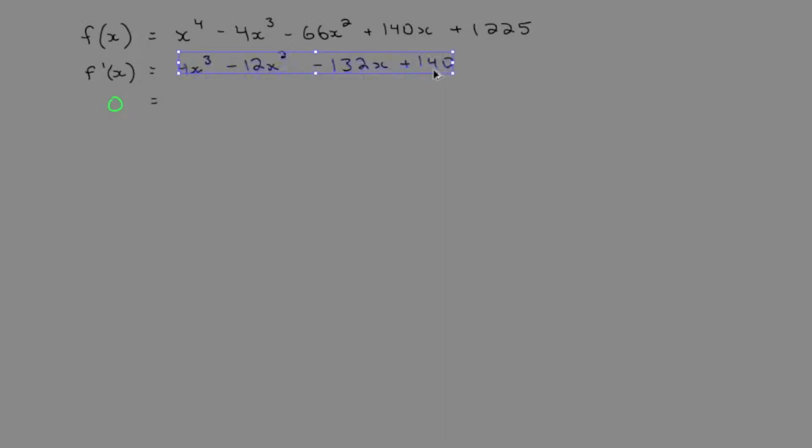Setting this equal to 0, we will factor to determine the x values of our turning points, also known as the stationary points. Factoring, we can use synthetic division or long division, either way. To save some time, I've found the x values already. They're -5, 1, and 7.